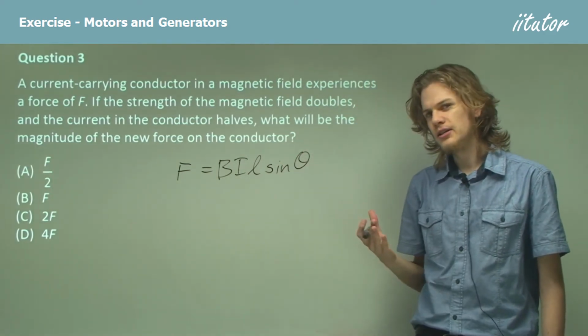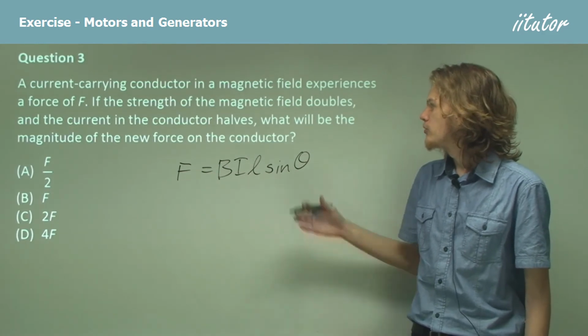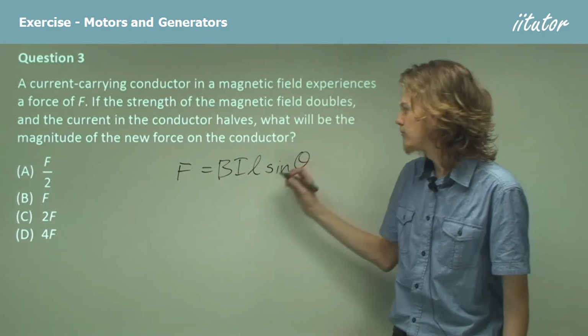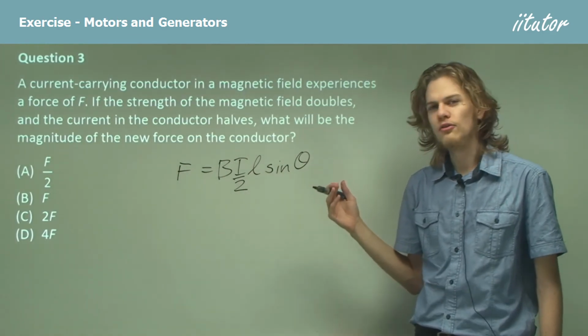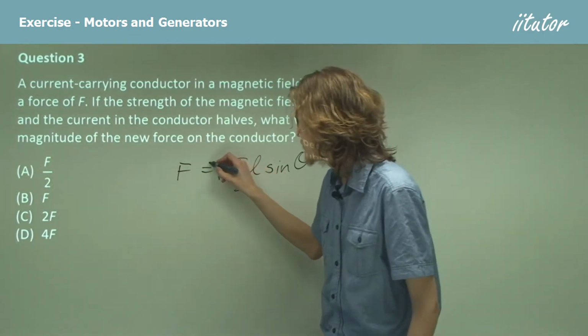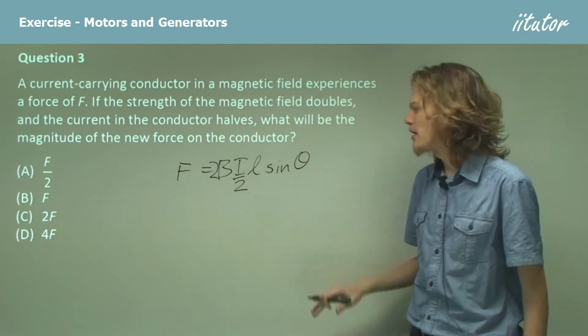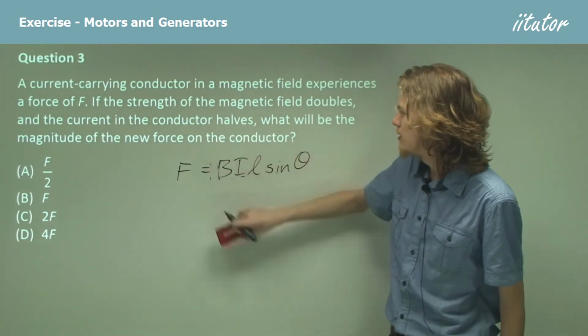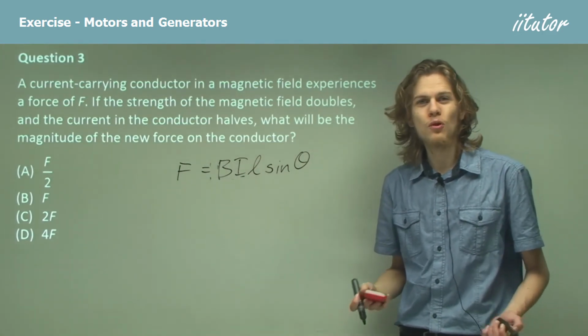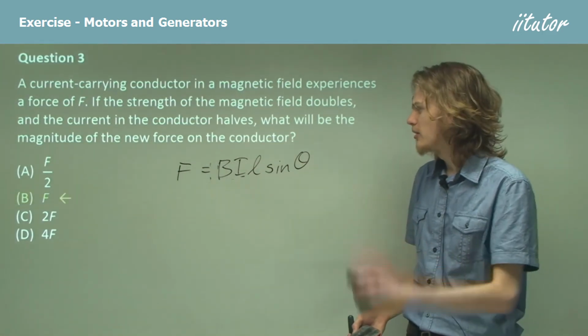So how are we changing this equation now? We're going to halve the amount of current, and we're going to double the strength of the magnetic field. You can see right away that these two are going to cancel out, right? So we're just left with the same force as what we started with. Therefore, our answer is B.